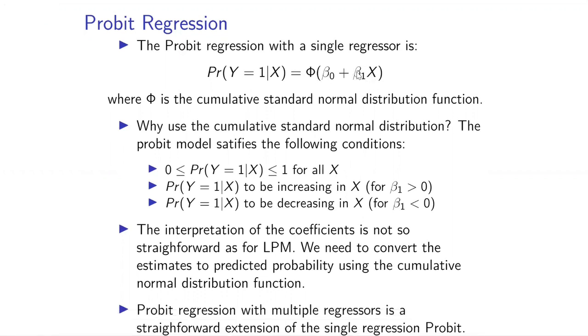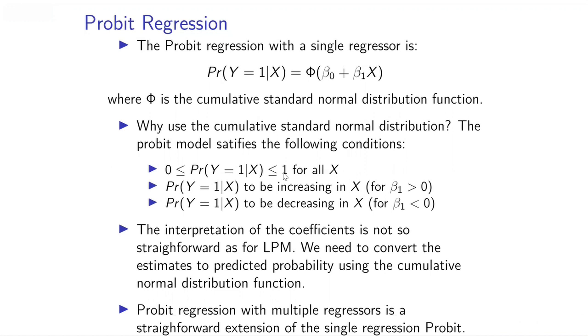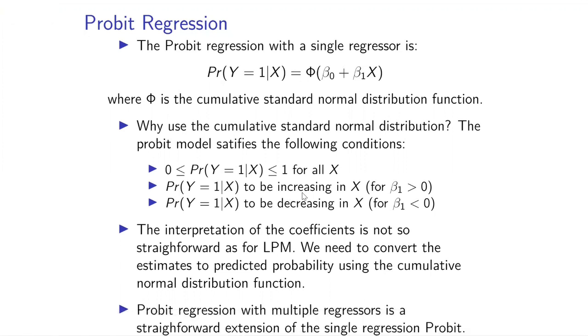Since the CDF function computes probability, the predicted probability on the left-hand side given by the result of a CDF function is bounded between 0 and 1. Moreover, the CDF function is increasing in X if beta 1 is greater than 0 and decreasing in X if beta 1 is smaller than 0. And these attributes describe the conditional probability of y equals to 1 given X on the left-hand side of the equation very well. And hence, when it comes to fit a model with binary dependent variable, we think of the Probit model as the natural choice.